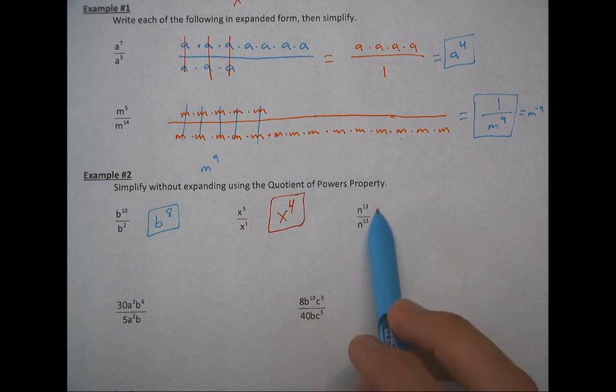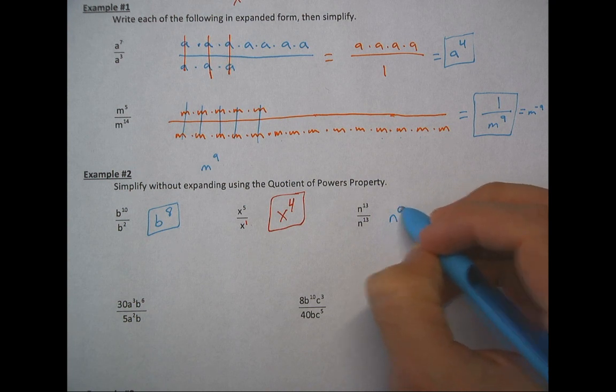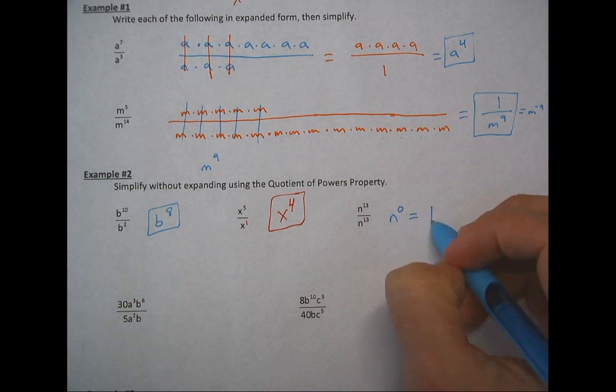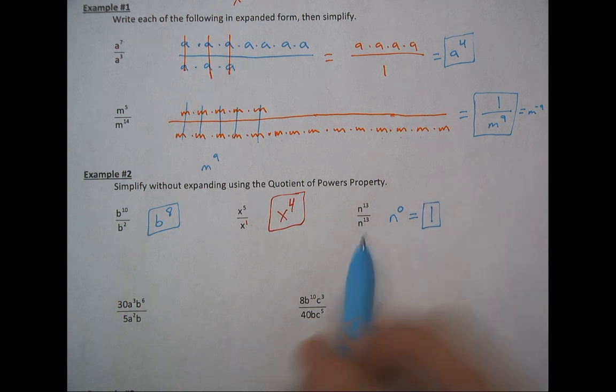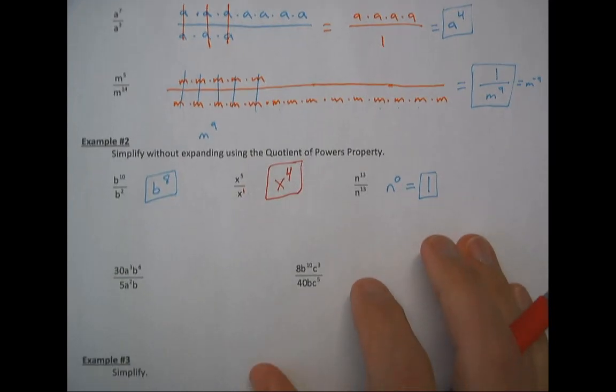If I'm going to use my property, 13 minus 13 is 0. So this is actually n to the 0. Well, anything to the 0 power is 1. And anything divided by itself is 1. All right, moving on. What happens when we have coefficients?